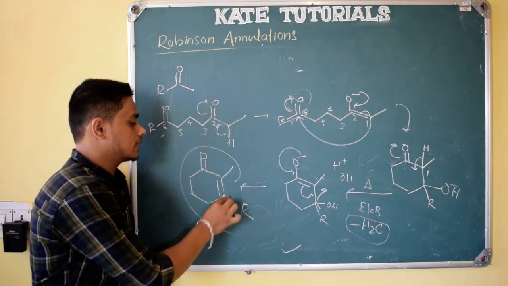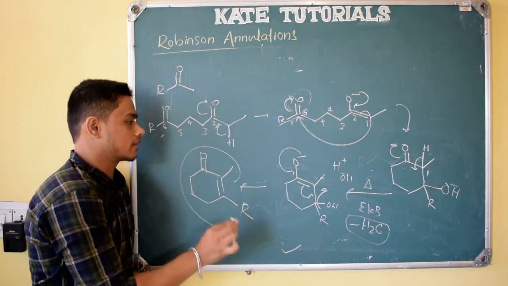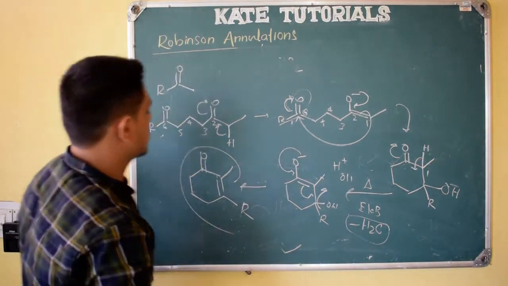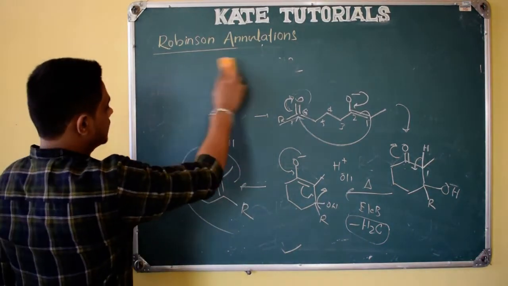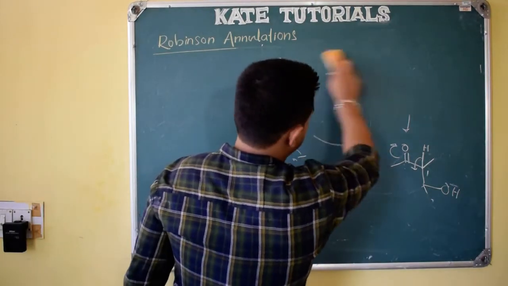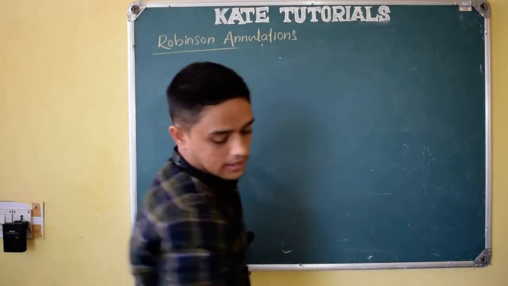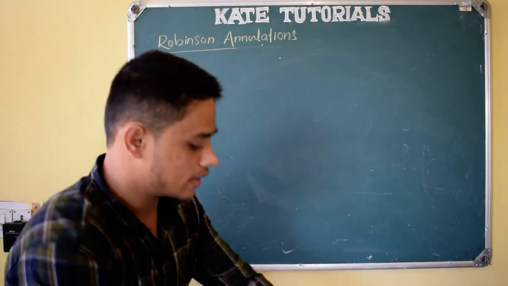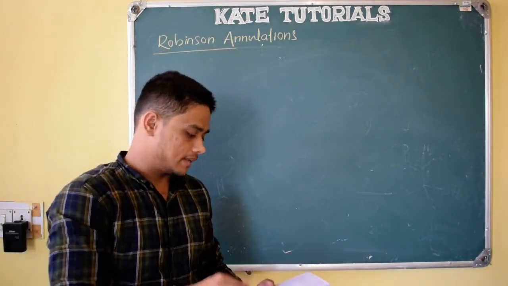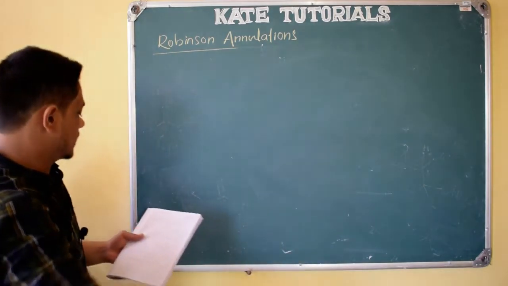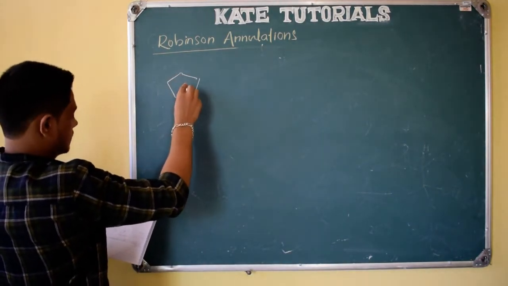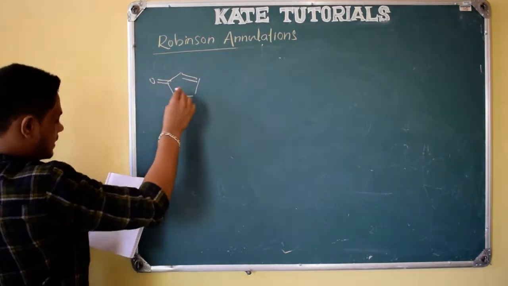So ring formation has occurred, and this is non-aromatic, meaning it is not aromatic, and this is the Robinson annulation reaction, right? So let us see one more example. The basics I have explained. Now in the next reaction I am not going to tell you anything, I will just keep on writing, right? Yeah, it's done. Now see, they have given this substrate, and you need to write the product.